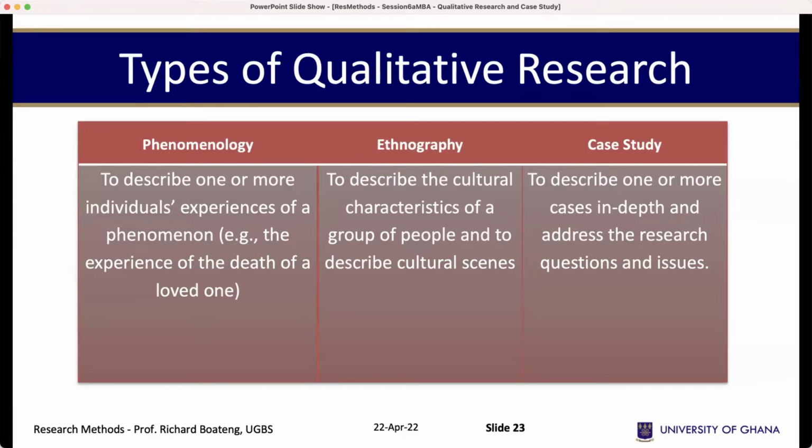Then we also have ethnography. Ethnography is when you try to study a phenomenon from the cultural perspective. So what are the cultural characteristics that tend to influence this issue? So describe the cultural characteristics of a group of people and the cultural scenes that underpin the phenomenon. Somebody will ask, I'm doing a study on behavior that contributes to deforestation in communities. So I want to see the role of culture in it. He may do an ethnography study, spend about 8 months studying the people's culture and how some cultural practices lead to deforestation.